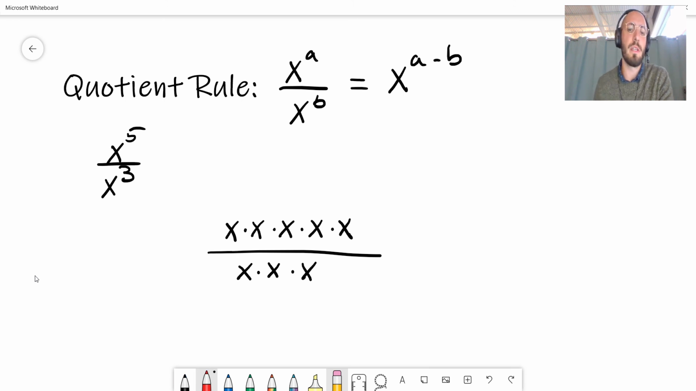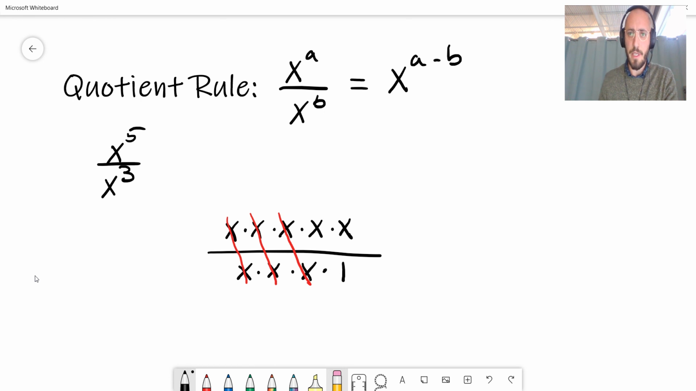So you'll notice here that 3 pairs of these x's are going to cancel out, because whenever we have the same thing in the numerator and the denominator of a fraction, we can cancel that out. So that leaves us with nothing in the denominator, so I'm going to write a 1 here as a placeholder, just because we can always multiply by 1, it doesn't change anything.